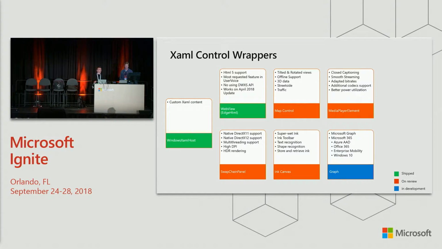Another set of controls are the map control, the media player element, the ink canvas, and also the swap chain panel that allows you, for example, to put UWP content inside of your WPF application. And we are still in development of the graph control. This is the plan that we have today about wrapping controls. Let me show this in a very quick demo.